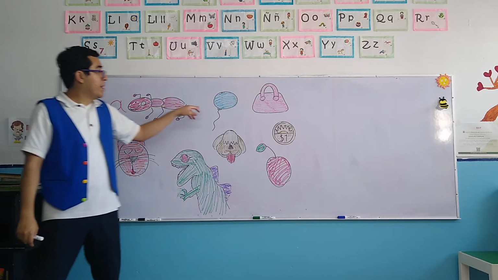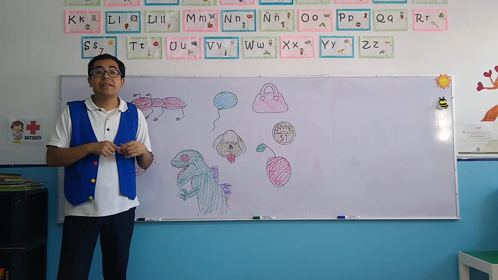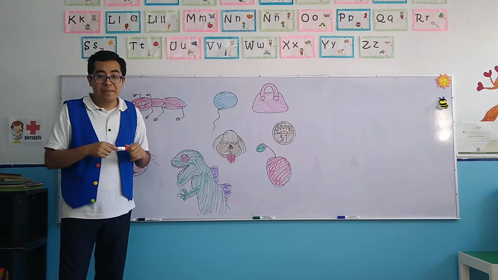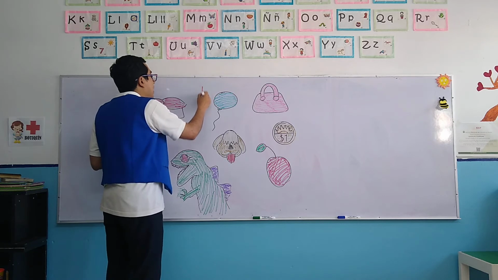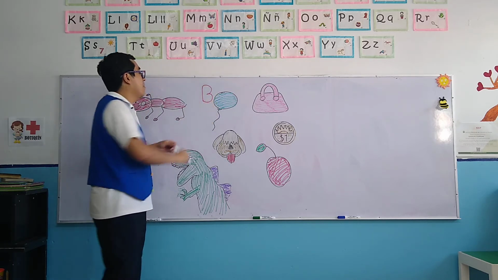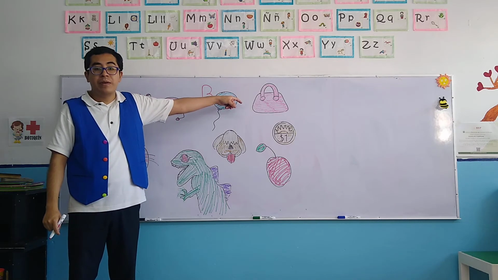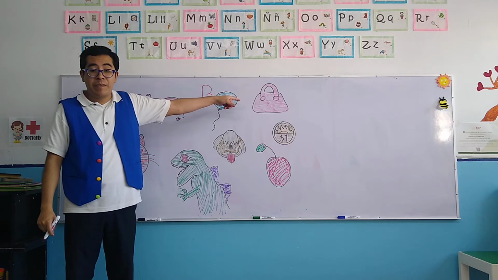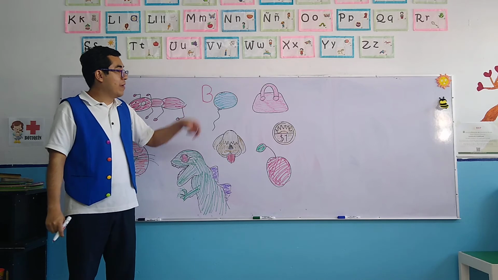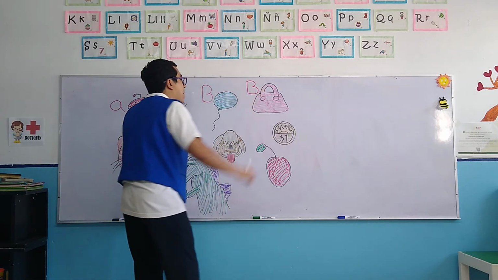What about the balloon? Balloon, remember, begins with capital B. Excellent. You remember, I'm very happy. Capital B for the balloon. Let's continue with bag. Do you remember the letter for bag? Again, letter B. Capital B for bag.